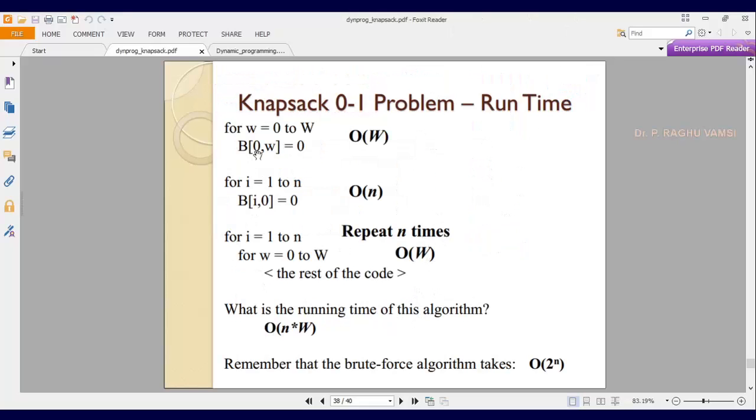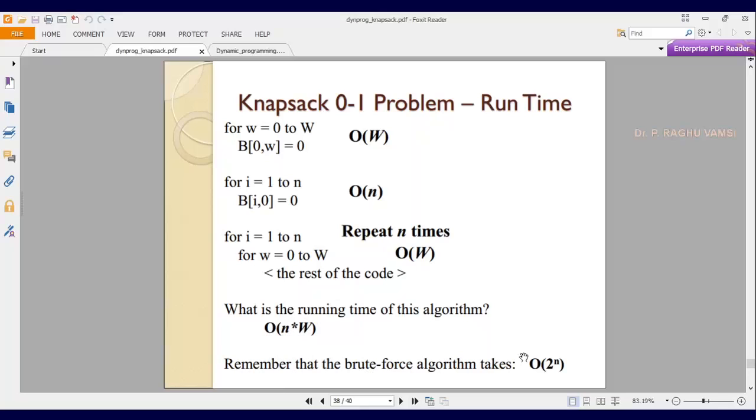So if you analyze the time complexity, for w equal to 0 to W, since we are going up to W weight, the order of W will be the complexity here in our program. And for i equal to 1 to n, the time complexity is order of n, and repeat this for n times. So the running time complexity of this algorithm is order of n into W, where if the weight is equal to n, then it is n square, otherwise it is n into the weight.